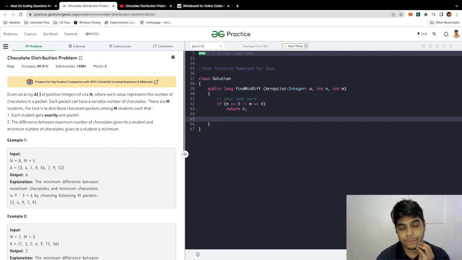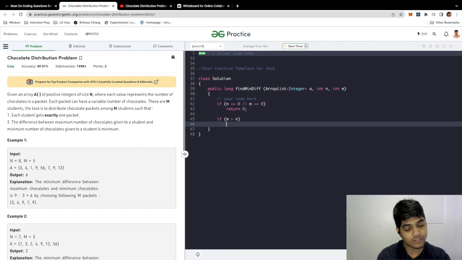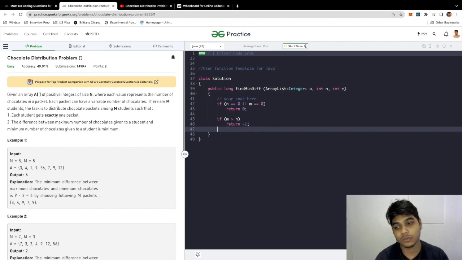And are there any other base conditions that we need to check? Oh yeah, if m is actually greater than n, meaning that the number of students is greater than the total number of chocolate packets we have, then we can't distribute these chocolate packets because we don't have enough of them, right? So in this case, we have an invalid input, so we are just going to return -1 because the program requires us to return -1.